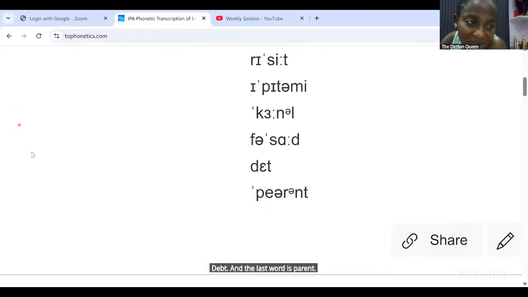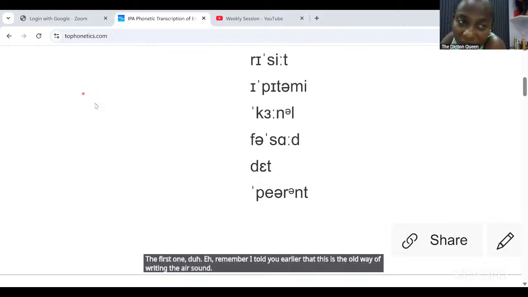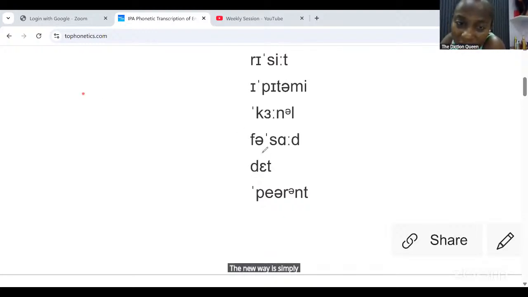Let's analyze the symbols. The first one, D. Remember I told you earlier that this is the old way of writing the sound. The new way is simply small letter E. De, and then the last sound is T. The B sound is not added because it is silent. So we have D, E, T, debt. You need to pay your debt.